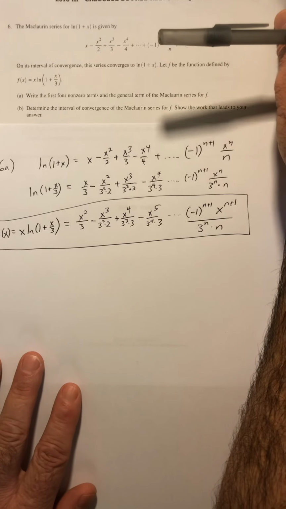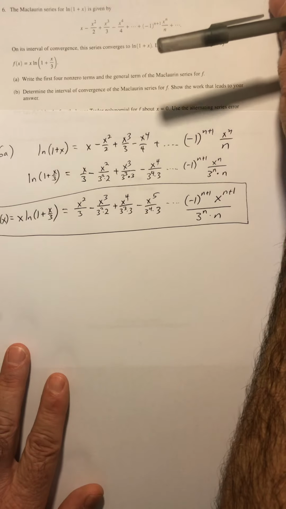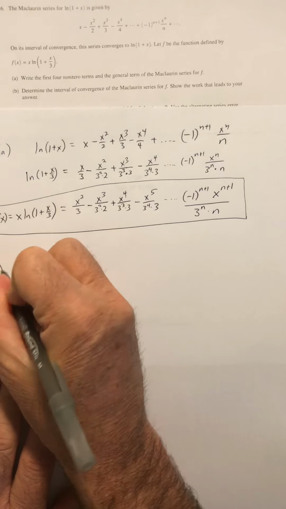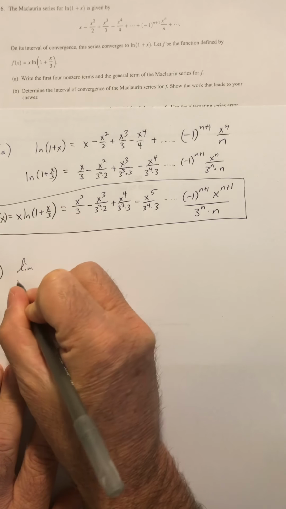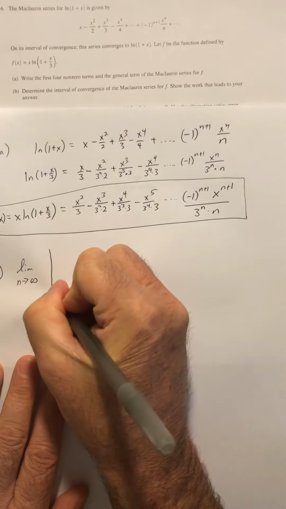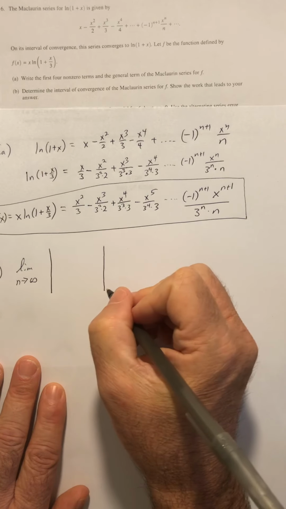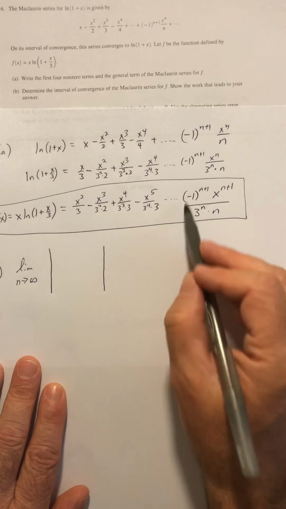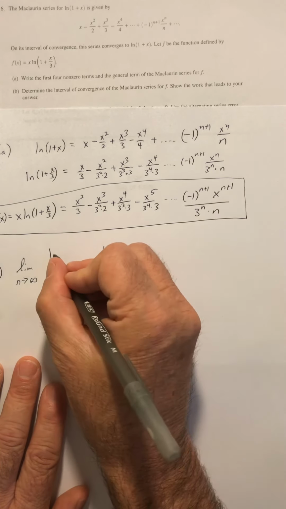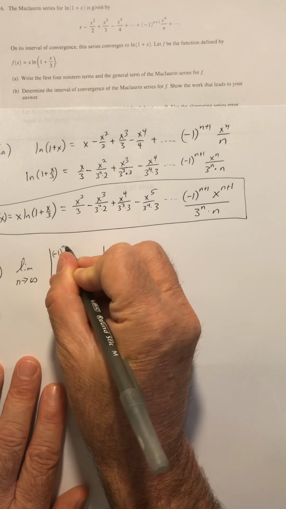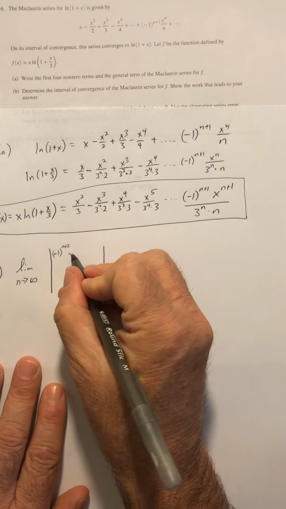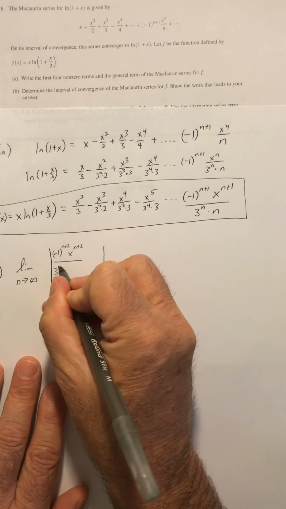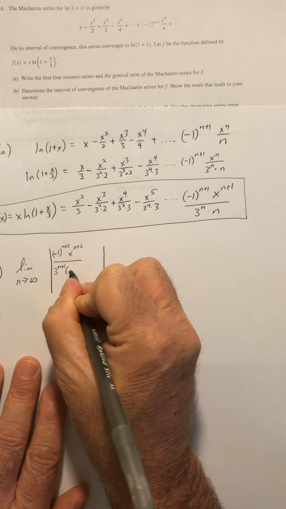All right, part B said we'll take that series that we just figured out and figure out the interval of convergence. We should be thinking ratio test, so I'm going to take the limit as n goes to infinity of a big old absolute value. I want to take the n plus 1th term. So this is the nth term, and the n plus 1th term would be negative 1 to the n plus 2 times x to the n plus 2 over 3 to the n plus 1 times n plus 1.